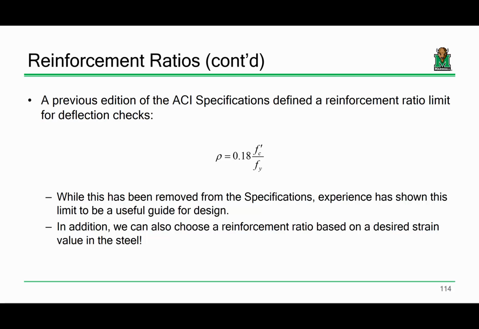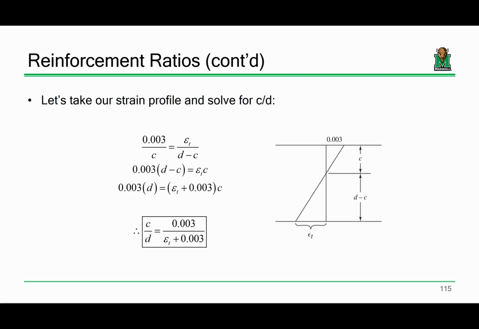If I'd like to be a little more scientific about it, maybe I'd like to design my beam so that it has a certain strain in the steel. I can design it so that I know the strain is 0.005, or I can design it so I know the strain is 0.01, or something like that. So I can use my similar triangle expression like I had before. I can say 0.003 is to C as whatever this strain value is to this. And I can solve for this ratio of C over D.